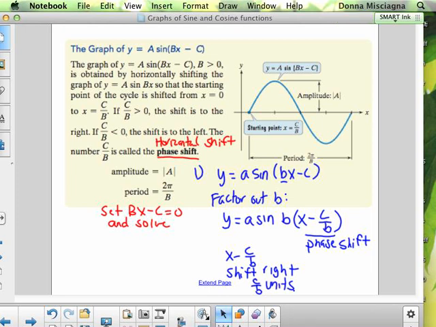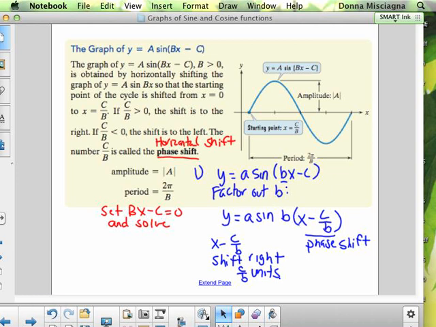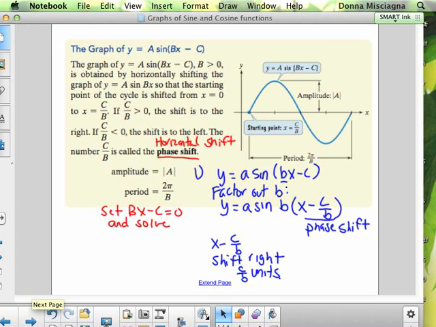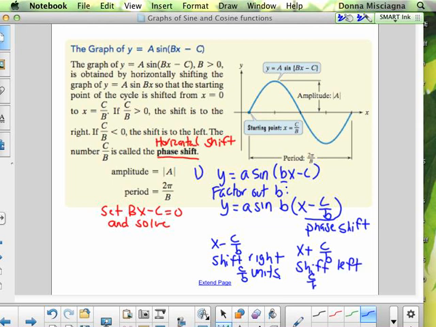Let me move that up because I'm not sure how well it captures the bottom of the board, especially on the Nearpod. There we go. And if we see x plus c divided by b, that means we are shifting left c divided by b units.